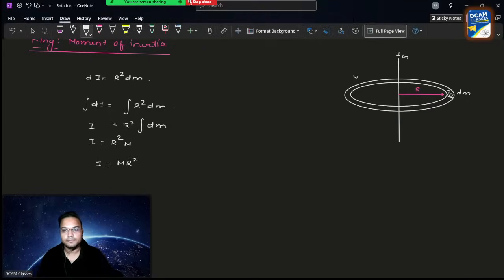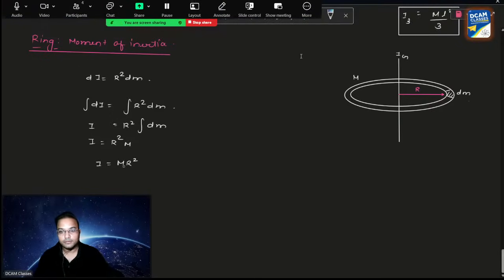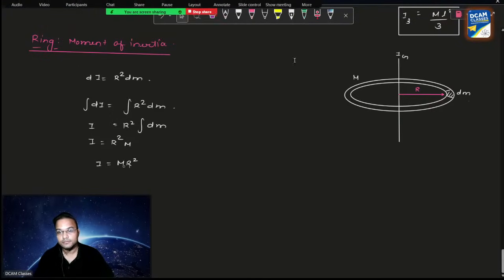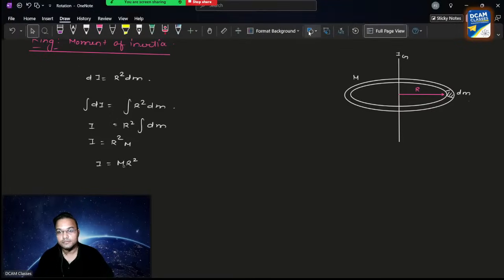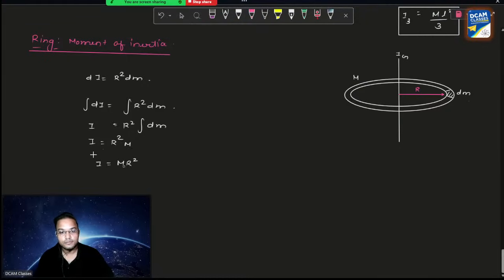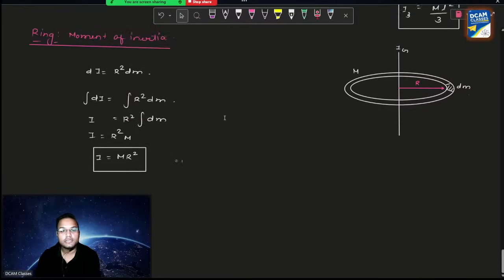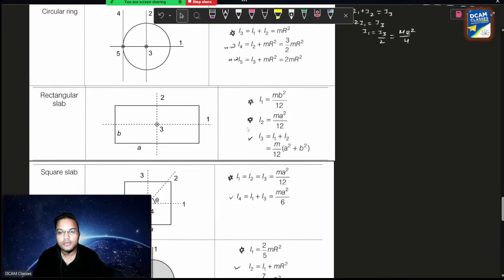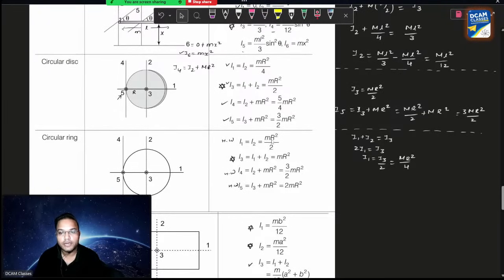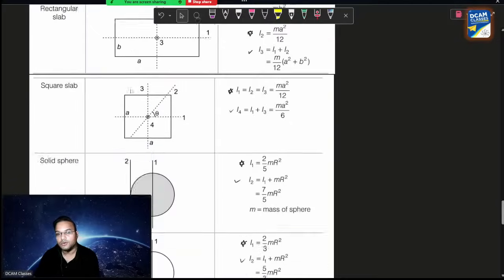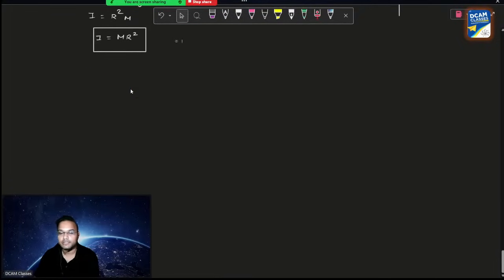Yes, sir. Now let's check the result also. The moment of inertia for a circular ring is mr square about this axis. All the rest you can find using the parallel axis theorem and the perpendicular axis theorem. Now let me show you how to find the moment of inertia for a disk.